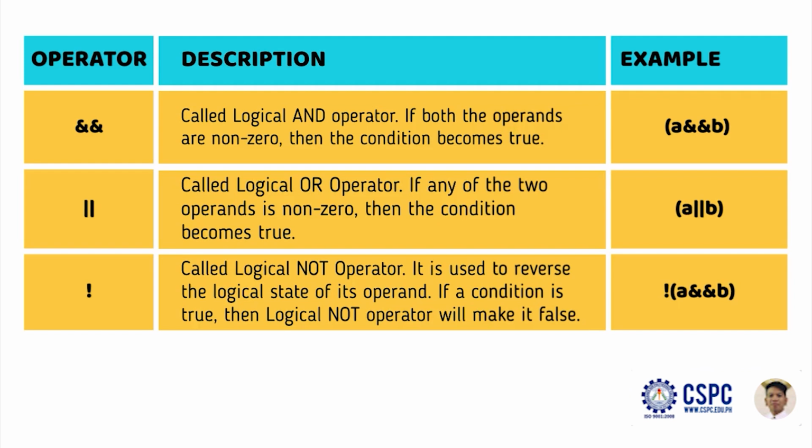Lastly, represented by an exclamation point, called the logical NOT operator. It is used to reverse the logical state of its operand. If a condition is true, then the logical NOT operator will make it false.